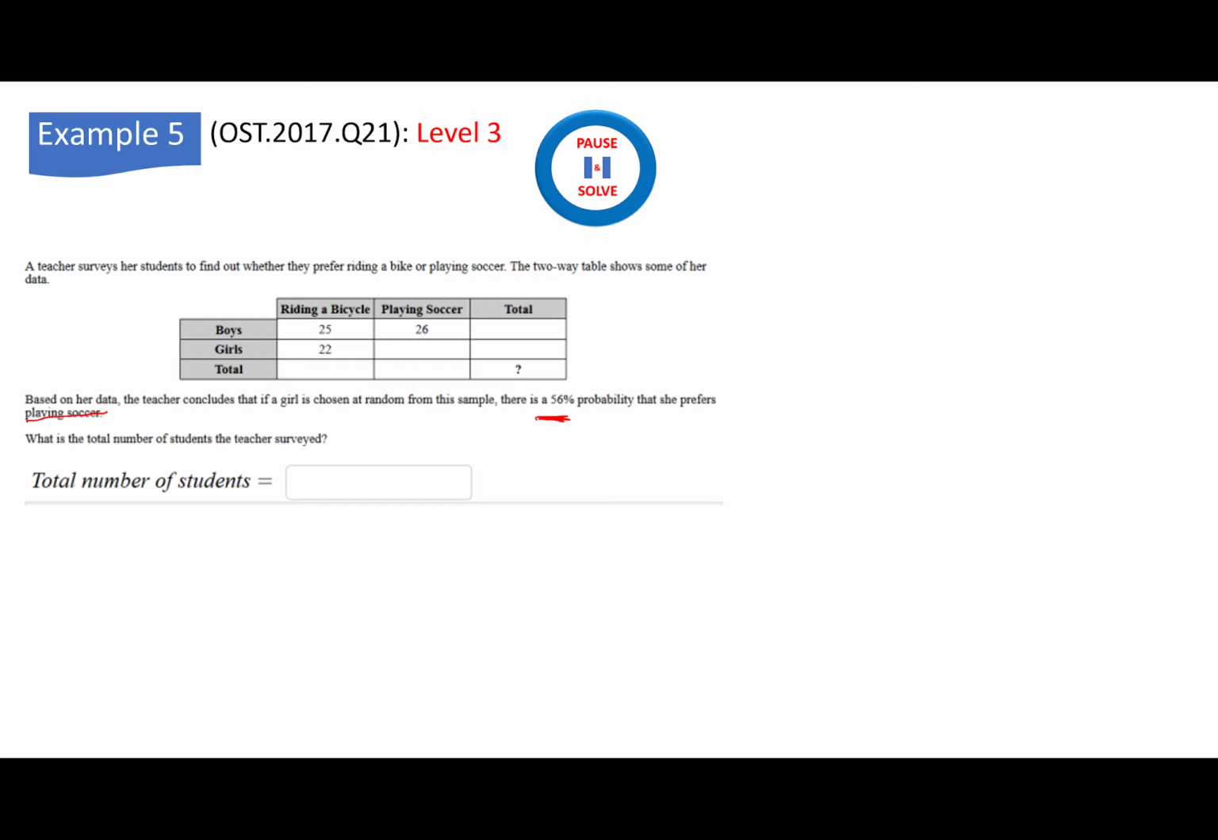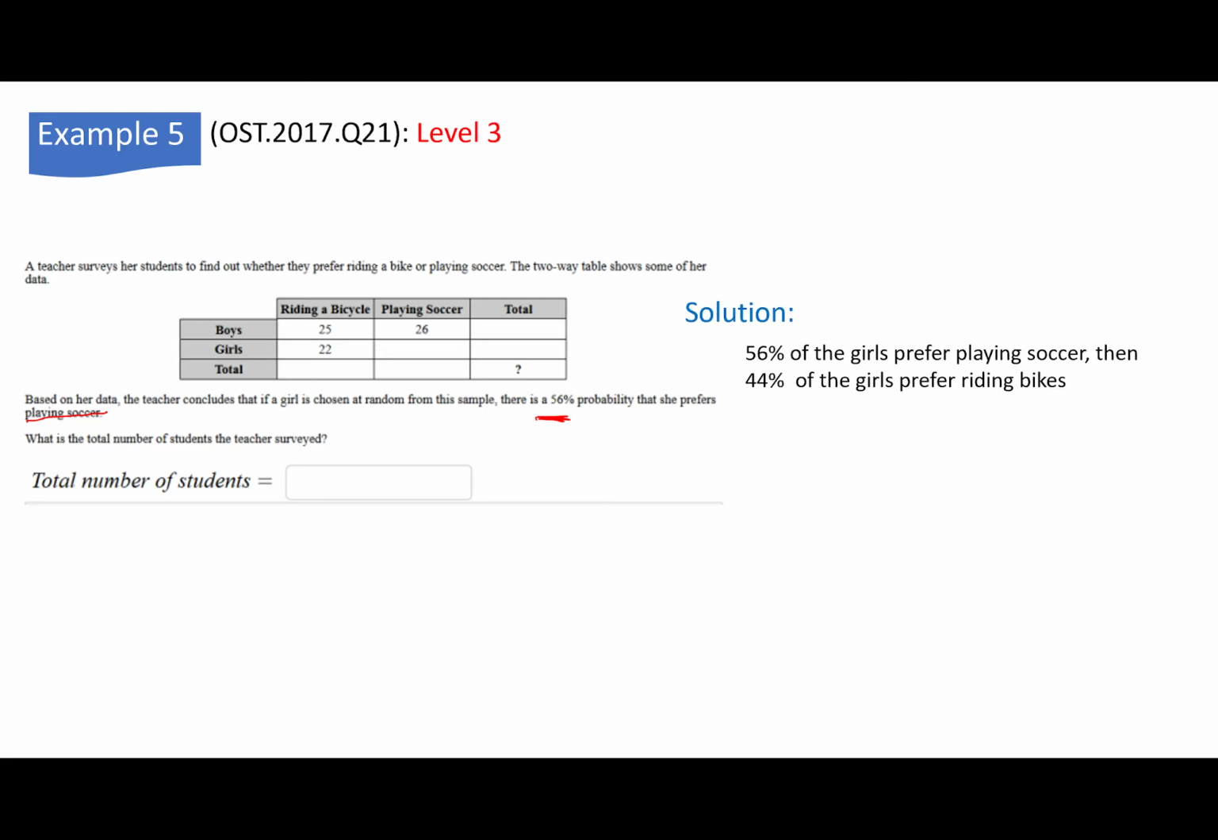I'm having trouble reading the small print here. So now let's see what we have here. This is a little bit complicated, not complicated, but it needs some work. First of all, let's see the information that we have. 56% of girls prefer playing soccer. That's given, that's here. Which means 44% of girls prefer riding bikes, right? What's 100% minus 56%?